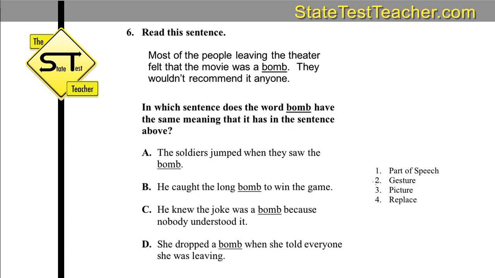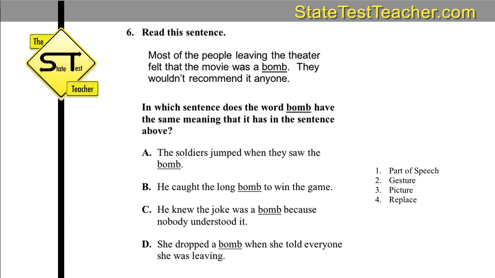So here, the movie was a bomb. I would put my hand to my head and make the gesture of disappointment. For answer A, the soldiers jumped when they saw the bomb, I would make a gesture of an explosion, which is different from one of disappointment. And for B, he caught the long bomb to win the game, I would make a gesture of catching a ball, which again is different from disappointment. And C, he knew the joke was a bomb because nobody understood it. In this case, I would do a gesture of disappointment because of the joke not being very funny. That one is similar, but I keep on going.